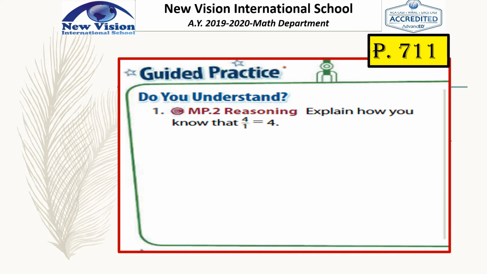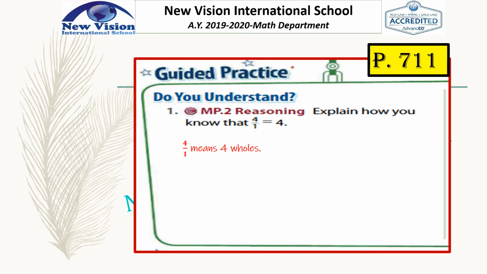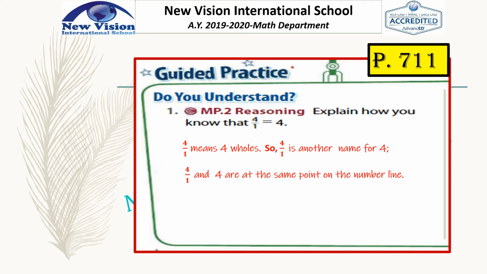Are you done? Good. Now we have 4/1 means 4 wholes. So 4/1 is another name for 4. 4/1 and 4 are at the same point on the number line. Did you understand that? Now, if you want to check, you can use your ruler and make a number line and try to see if 4/1 and 4 are at the same point on the number line.